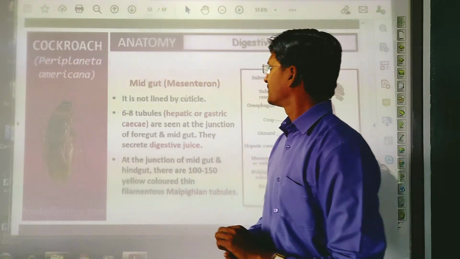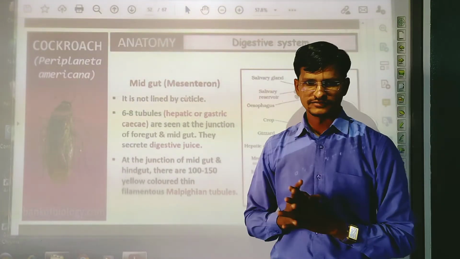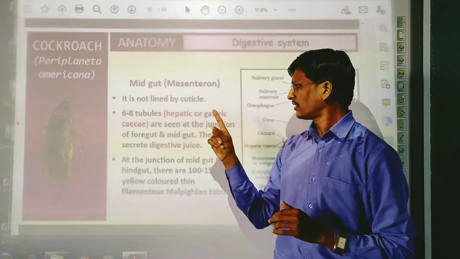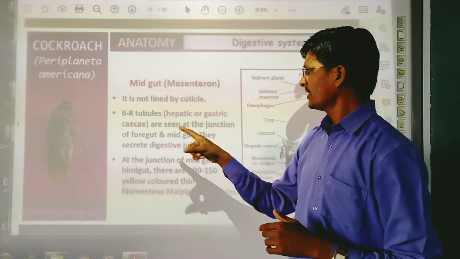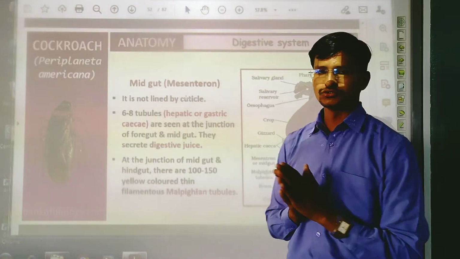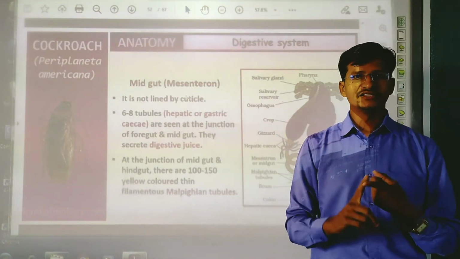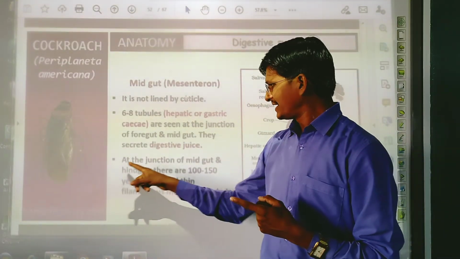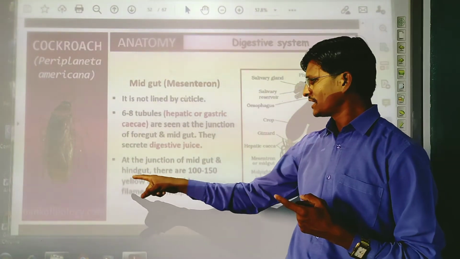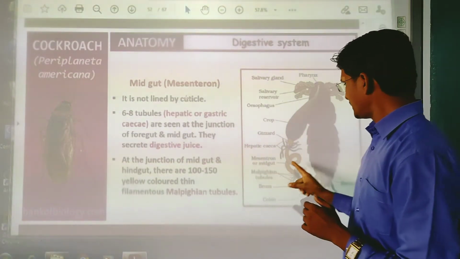Then the midgut, that is the mesenteron, and it is not lined by cuticle. 6 to 8 tubules, the hepatic or gastric caeca, are seen at the junction of the foregut and midgut. They secrete digestive juice. That is the main function of the midgut. At the junction of the midgut and the hindgut, there are 100 to 150 yellow colored thin filamentous Malpighian tubules. You can see here the Malpighian tubules.